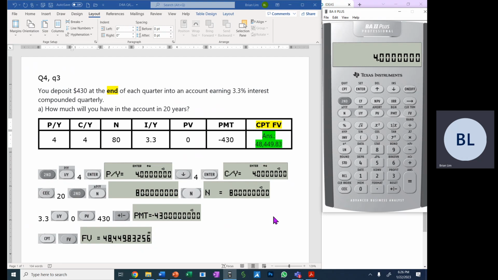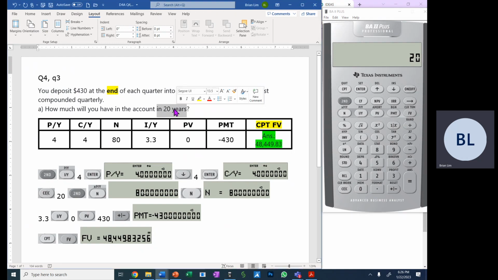So I can get out of there by just clicking clear once. Now the 4 doesn't bother us at all. Why? Because when we make the next entry, this 20 years right up here, that's what we're using. We're getting N. So it says to put in 20, then goes second N. We see it multiplied, so 80 is right there. And then we must click on N once more, and then we get N is equal to 80.